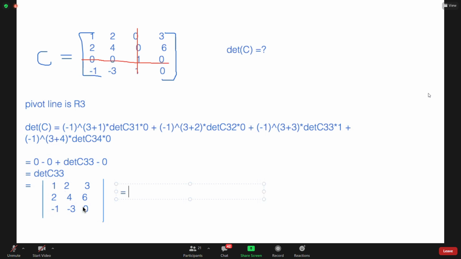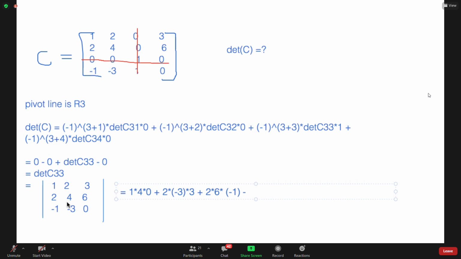It is 1 multiplied by 4 multiplied by 0 plus 2 multiplied by -3 multiplied by 3. If you're not understanding exactly, I memorized the formula, so I'm just working directly on it. Plus 2 multiplied by 6 multiplied by -1. Now I finished all the positive diagonals. I move on to the negative diagonals.